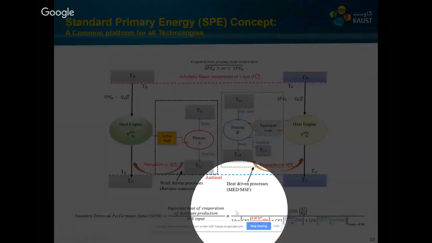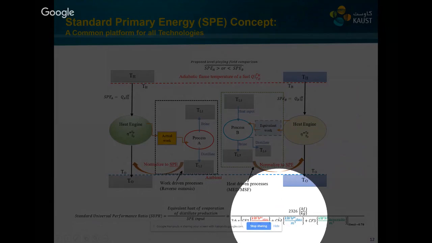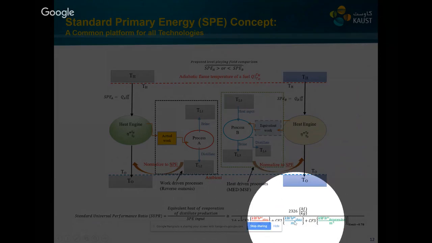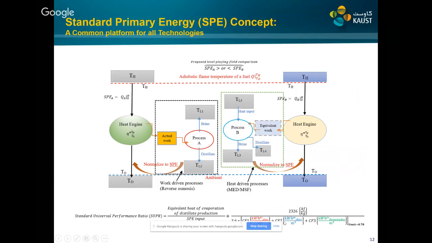because we cannot simply add electricity with thermal, because the grades are different. So we introduce over here the conversion factors. Those conversion factors help to convert all the energies back to the primary energy, and then we can add up all the energies, because they are at the common platform, all at the primary energy. On this basis, we can compare all the desalination technologies irrespective of the input energy used. We can compare on the common platform.